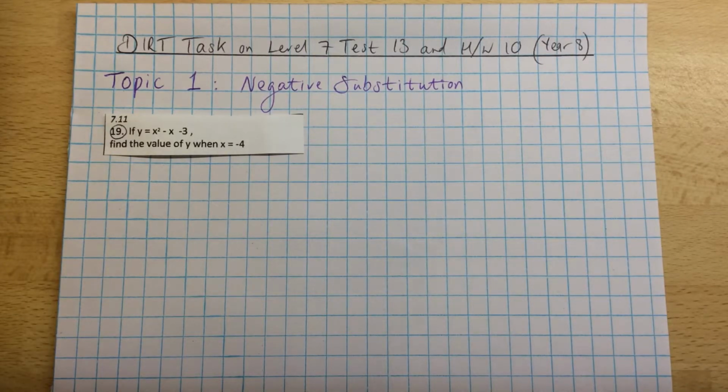Hi Year 8, we're going to do a DIRT task now on Level 7 Test 13 and Homework 10. The first topic I'm going to pick, topic 1, is negative substitution.